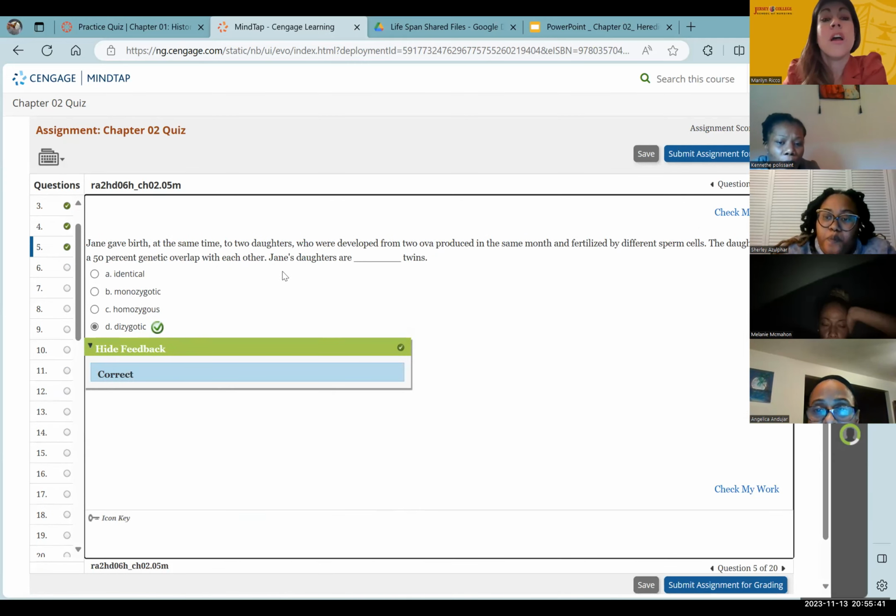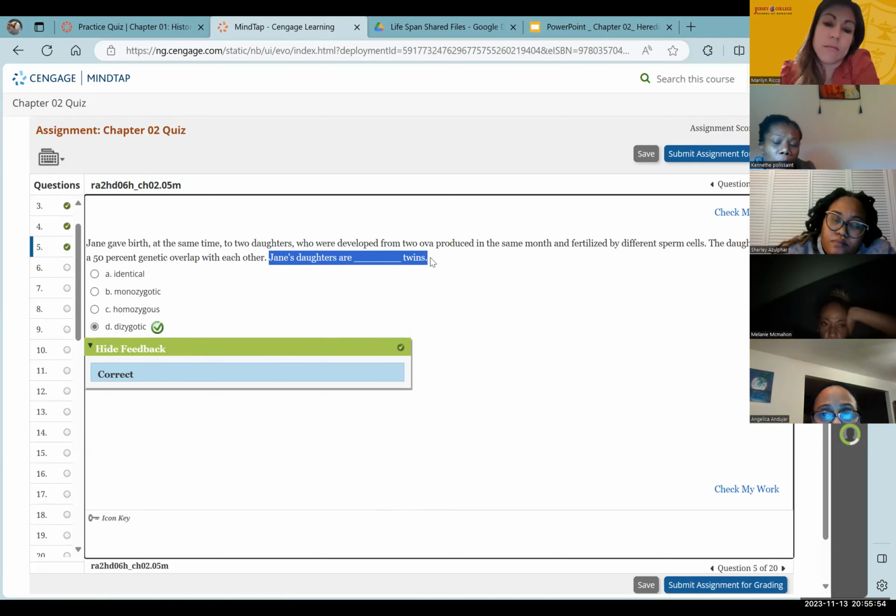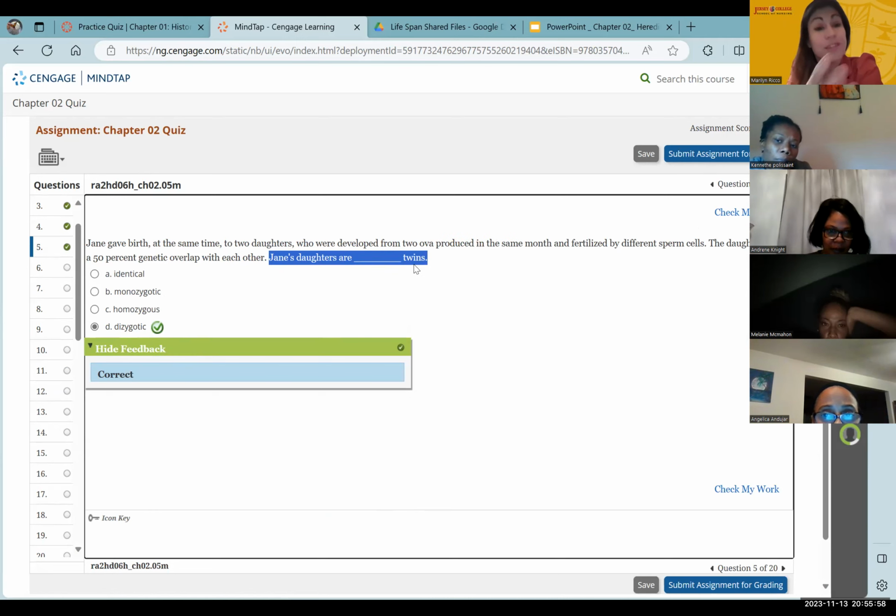Dizygotic twins. Good. What I'm saying to you is that you see how they put the blank here? In the midterm exam or the final exam, they're just going to say, Jane's daughters are which type of twins. They're not going to put that blank. They're just going to ask you in question form. So this is why I say review these things, because these are the same types of questions you're going to have. All right, so we checked our work.